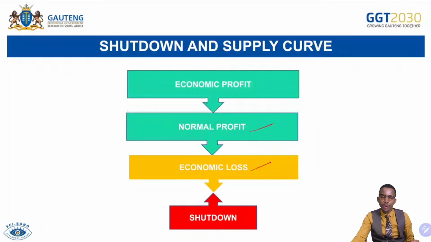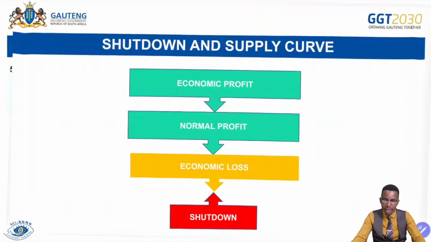So under which condition does the firm shut down? The firm will shut down if the AVC, average variable cost, equals the price, AVC equals AR, AVC equals MC, AVC equals MR. Then the firm will be exiting the market.